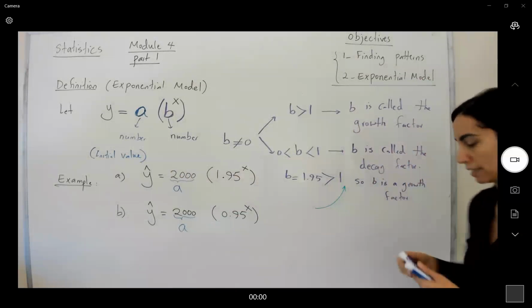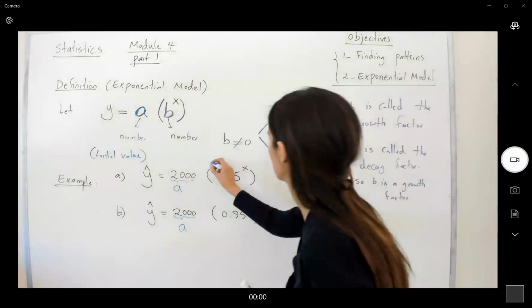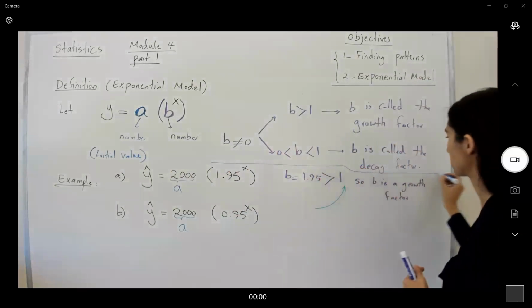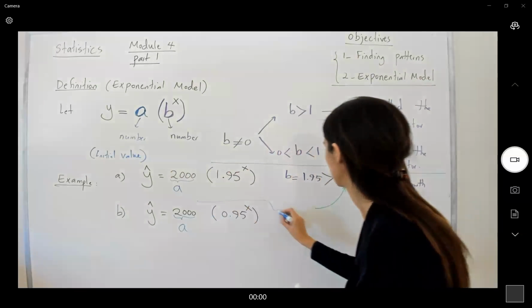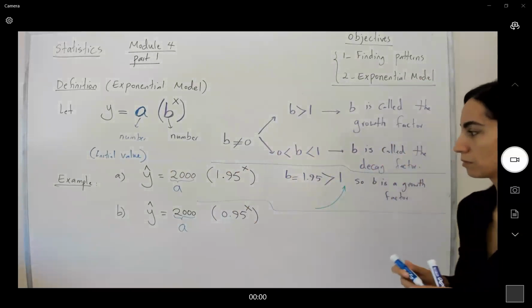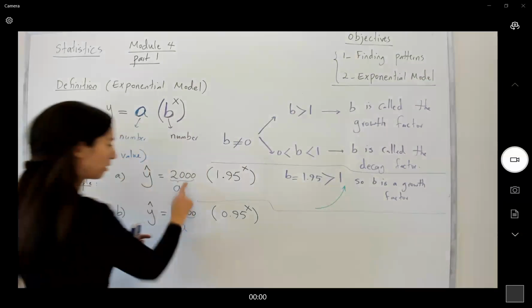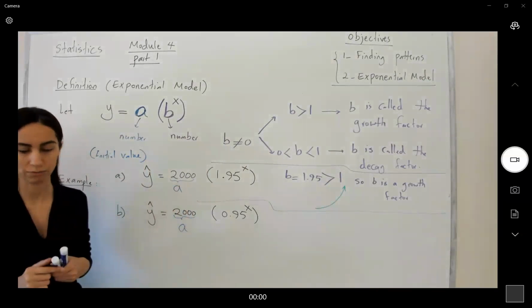What about this case, the second case? Just separate this for you. The initial amount is the same, 2,000.